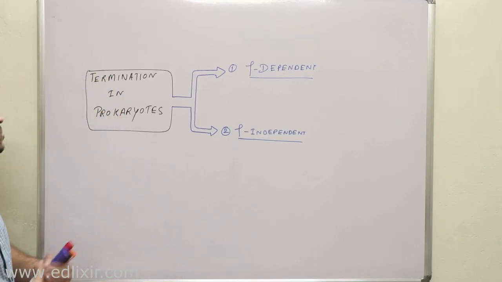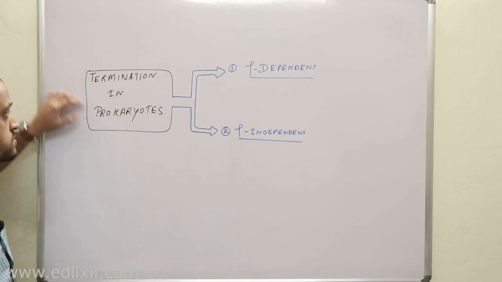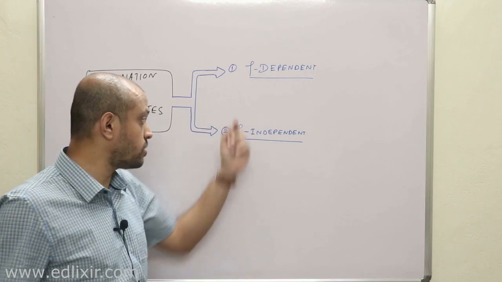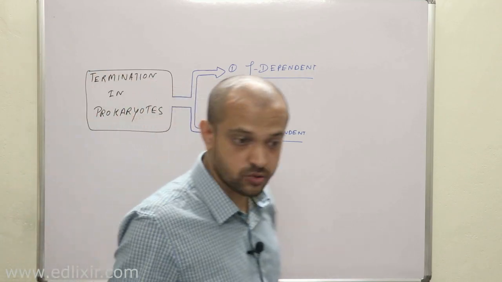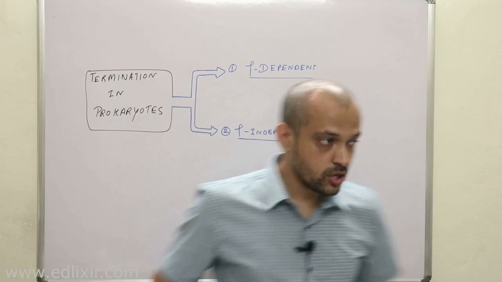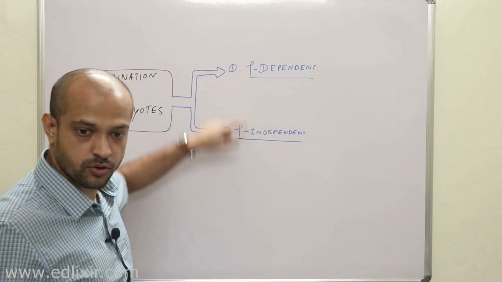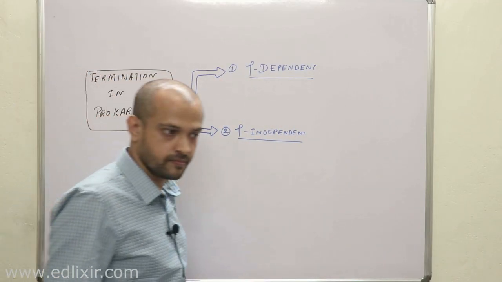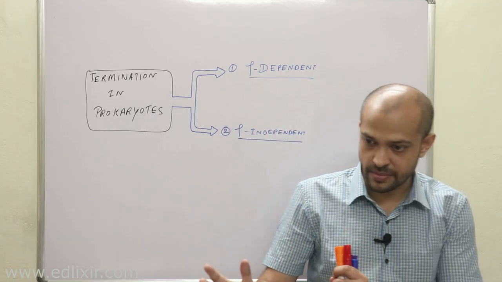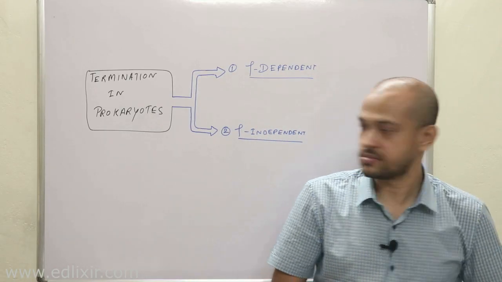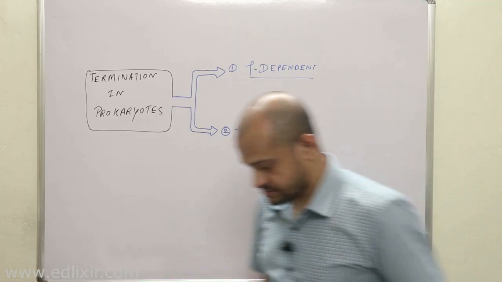So in prokaryotes, transcription termination occurs with the help of Rho proteins, or it may be Rho-independent as well. That means no Rho protein is required. So there are Rho-dependent and Rho-independent mechanisms. Now listen with all your attention.